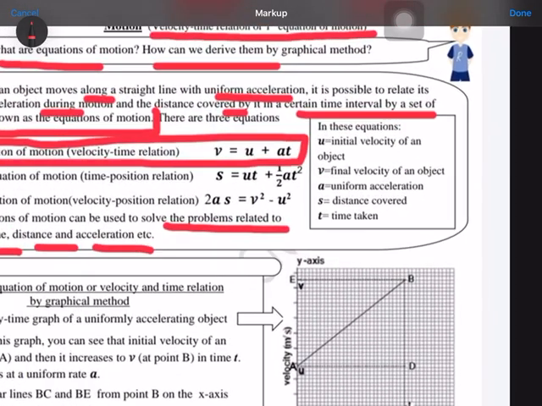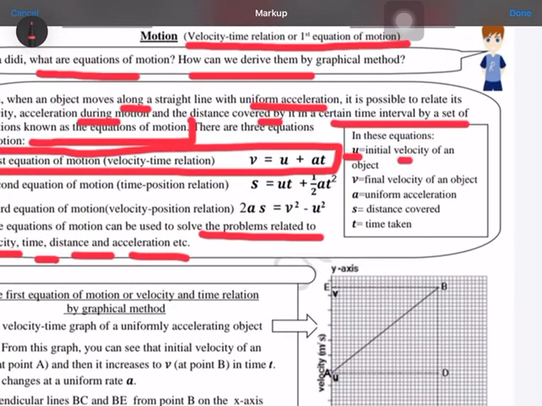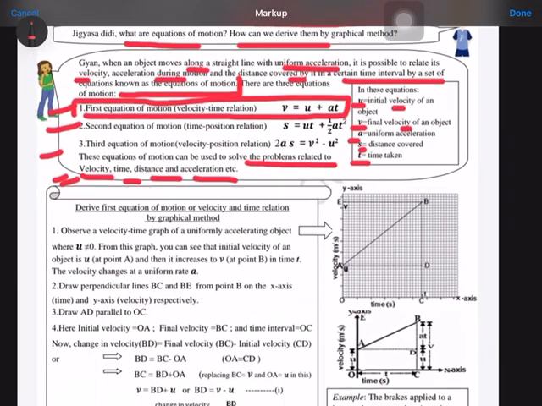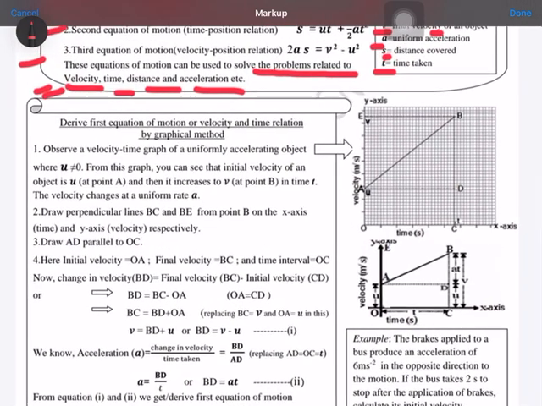Now the different symbols which are used in this equation: the small u is the initial velocity of the object, v is the final velocity, a is uniform acceleration, s is distance and t is time taken. So let's see how the derivation of first equation of motion is done.